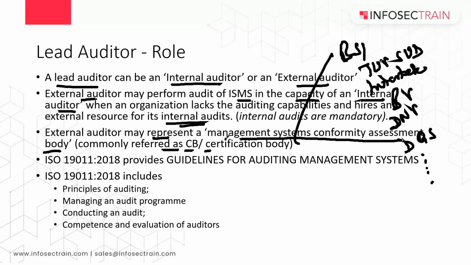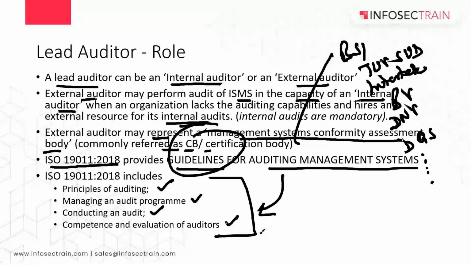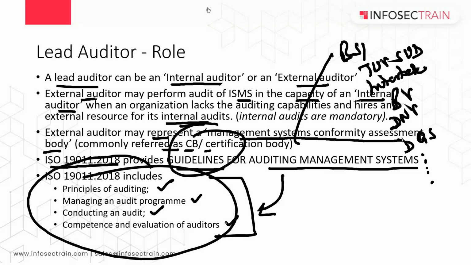Now, for auditing, there is another ISO standard which provides guidelines for auditing management systems. And this standard includes principles of auditing, managing an audit program in an organization, conducting an audit, and competence and evaluation of auditors. So, all these guidelines are provided in all audits, whether internal auditors, external auditors, or certification body auditors, need to follow these guidelines.